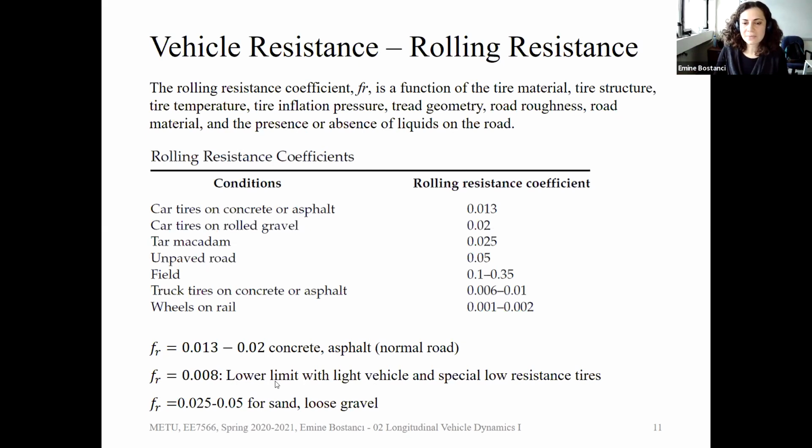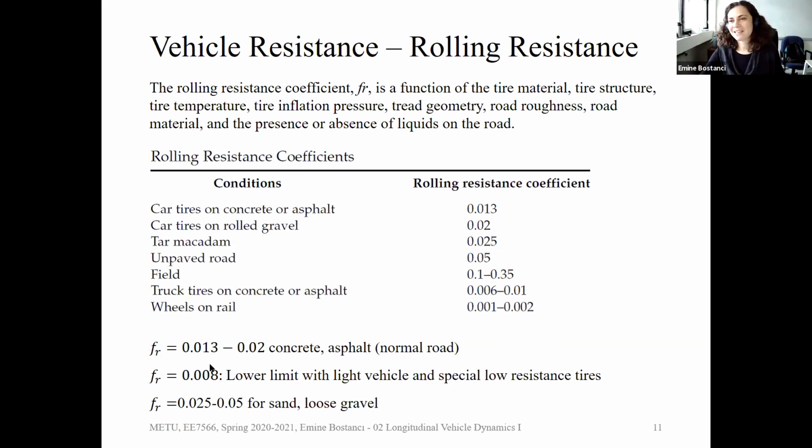For electric vehicles, we also use, or we try to use, low resistance tires. So this FR can be as low as 0.01. Usually it's around 0.01. Here you see also some rolling resistances on different roads. For example, on rails, the rolling resistance decreases a lot. On sand, it is much higher, and so on. But usually in our course, we are going to use a rolling resistance around 0.01.